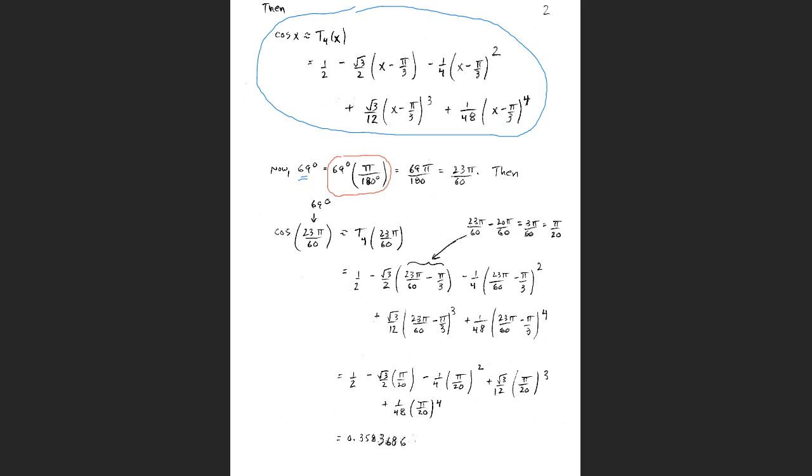So 69 degrees, it turns out, is, as Renaud said, 69 pi over 180 radians, but that's just 23 pi over 60. And so that's what I'm going to be substituting in for x, 23 pi over 60. And then that goes everywhere where the x goes. I put in 23 pi over 60.